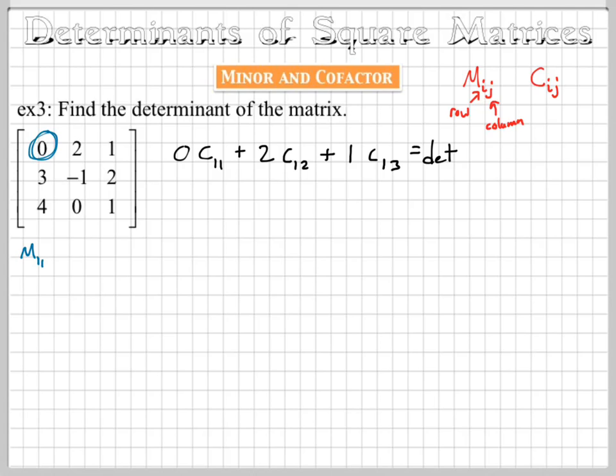0 is in row 1, column 1. So we have to find the cofactor of 0. I'm sorry, the minor of 0. And then we'll find the cofactor after that. Let's just work on minors. So the minor of row 1, column 1 is going to equal the determinant of, check this out.